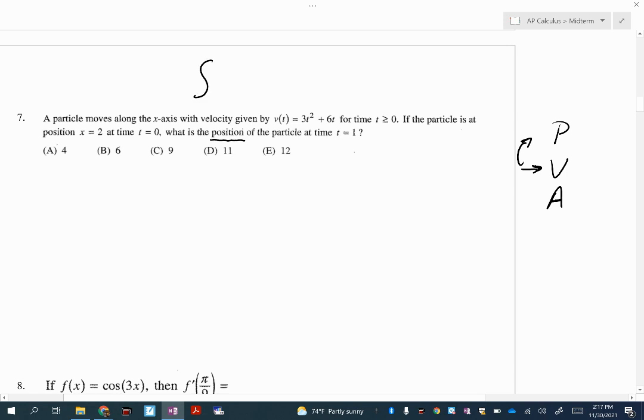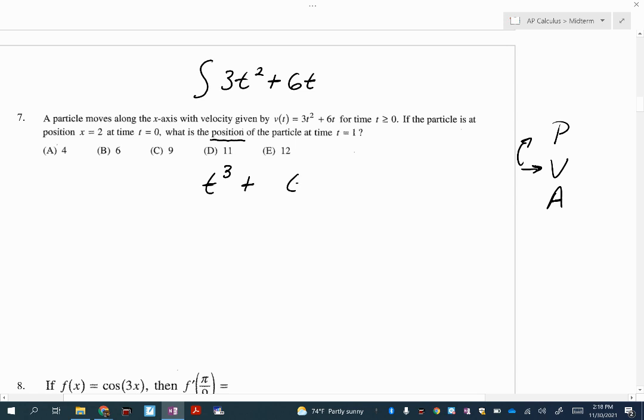So the first thing I did was I wrote down trying to find the integral of 3t squared plus 6t, okay? So if I'm trying to find the integral of that, I'm going to start with t cubed, because if I take the derivative of t to the third power, that actually gives me 3t squared.